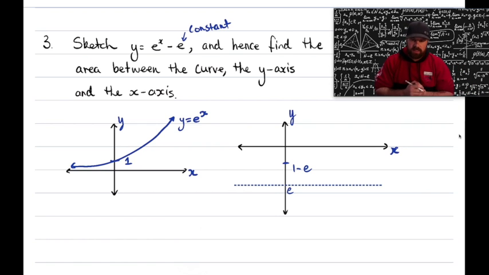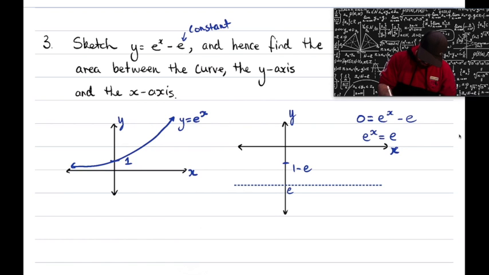Well, it's going to cross the x-axis when 0 is equal to e to the x minus e. So in other words, when does e to the x equal e? When x has a power of 1. So it's going to cross through my x-intercept at 1.